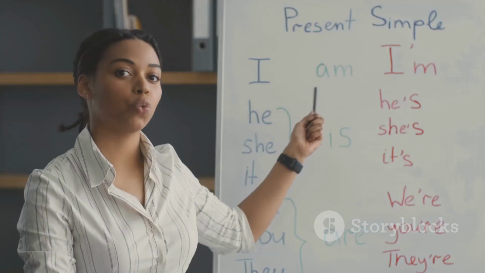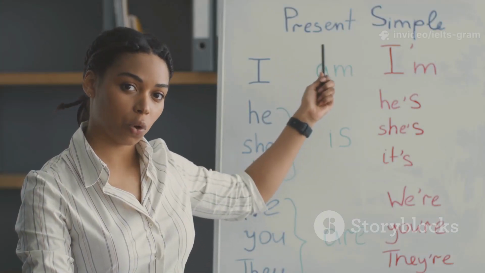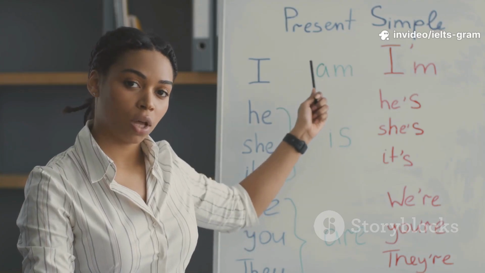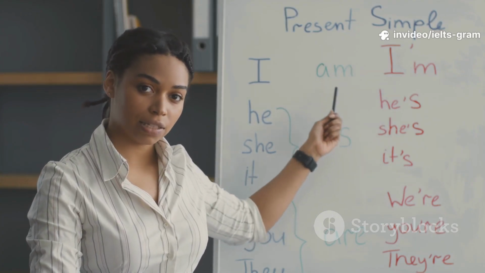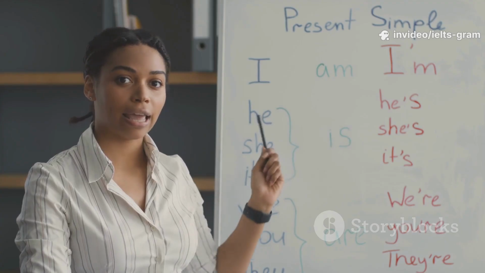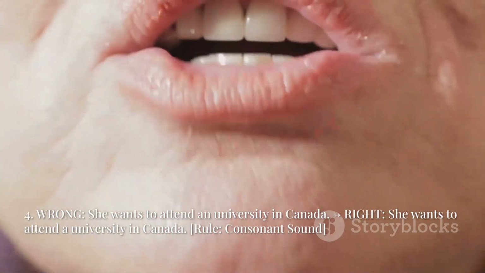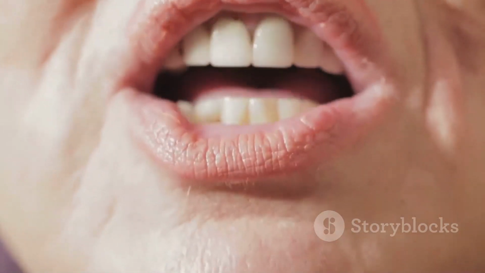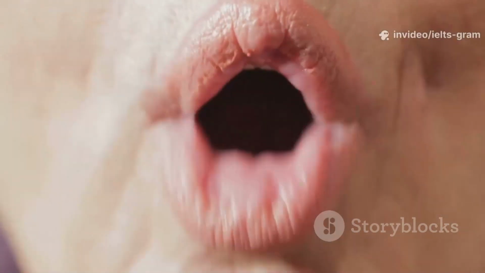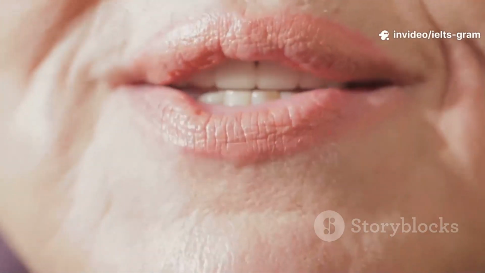Third, "Protecting an environment is everyone's duty." There is only one environment that we all share. It's a unique, specific concept for all of humanity. Therefore, it always takes the definite article. The correct sentence is, protecting the environment is everyone's duty.